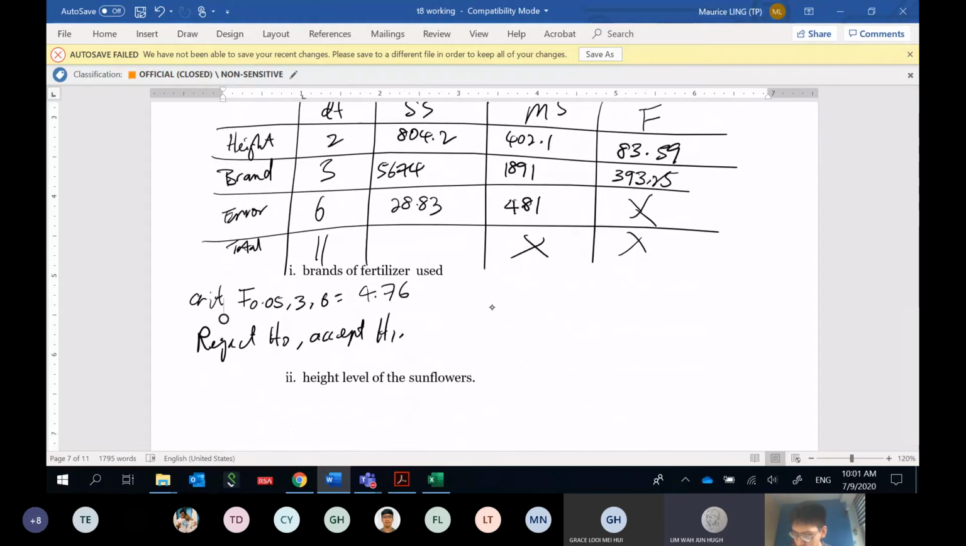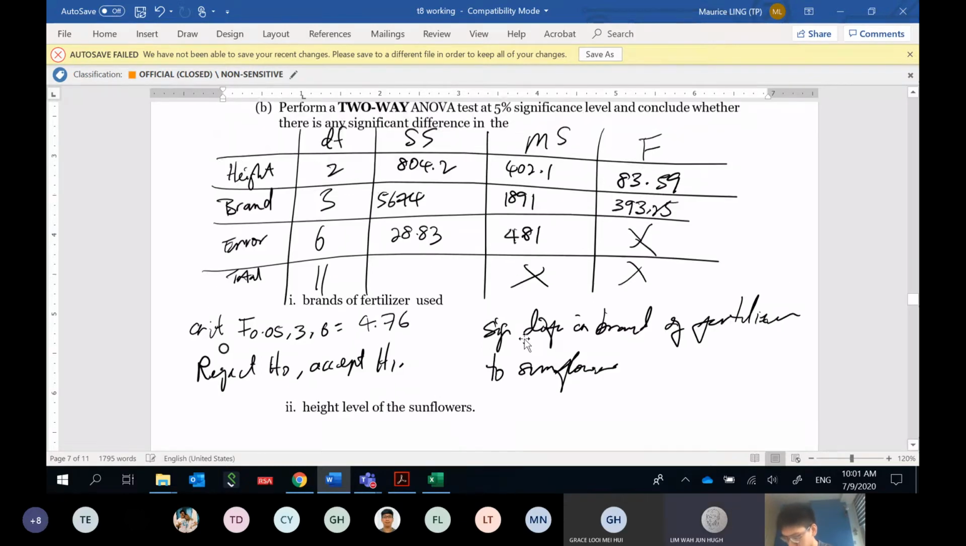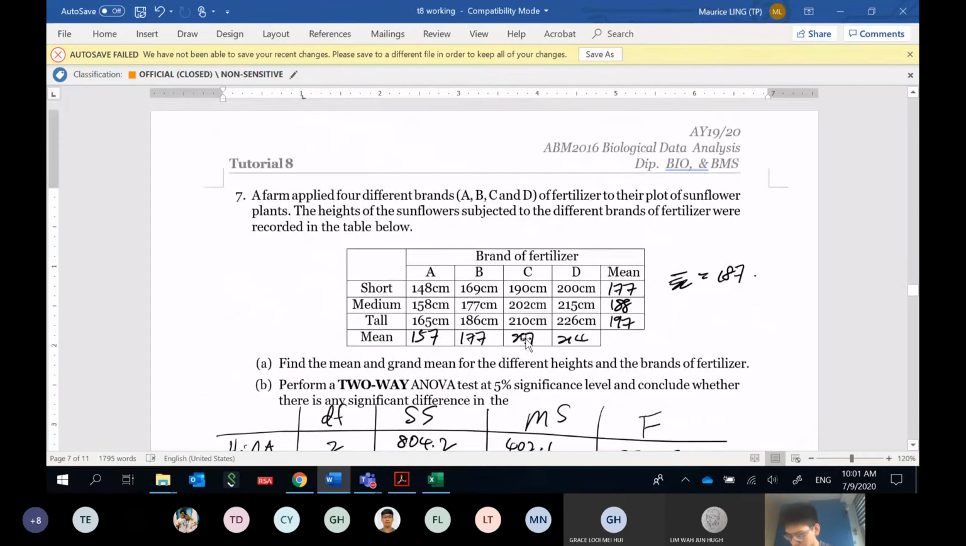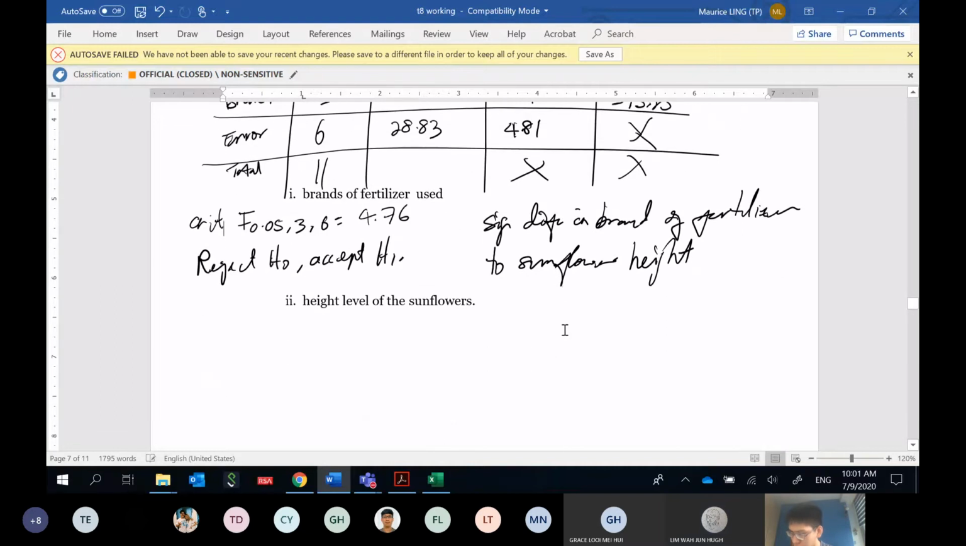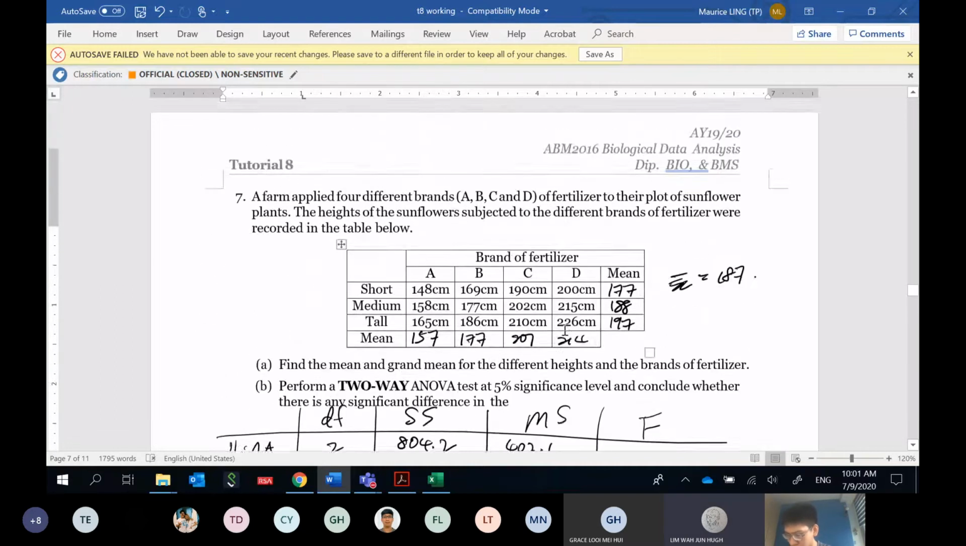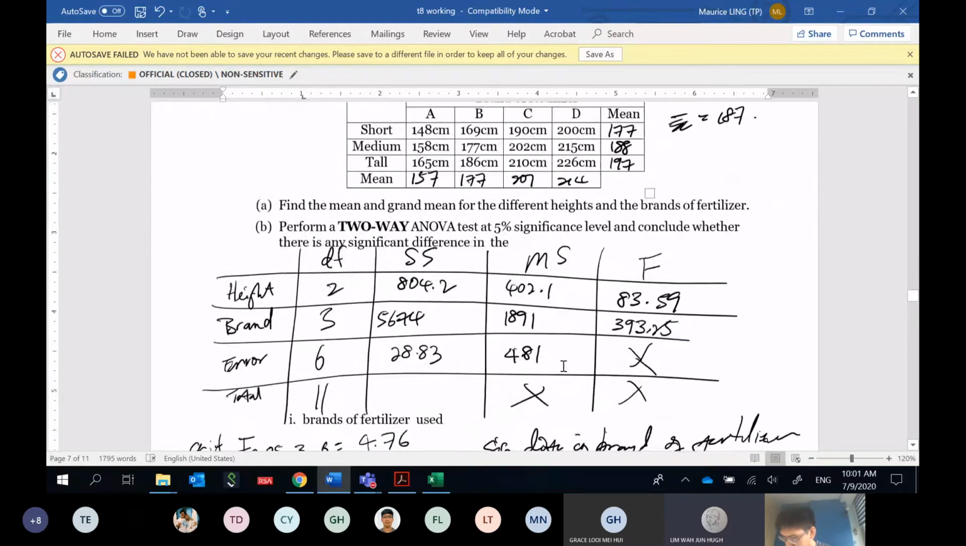Significant difference in brand of fertilizer, so to the sunflower height, sunflower growth. Or the height of the sunflowers. So you have three heights to begin with.